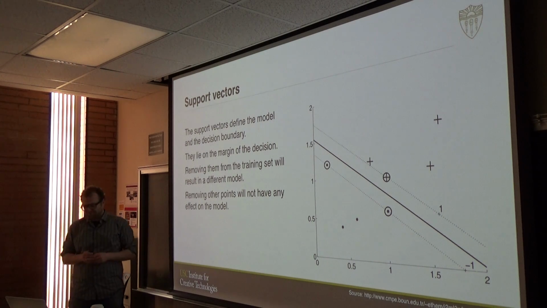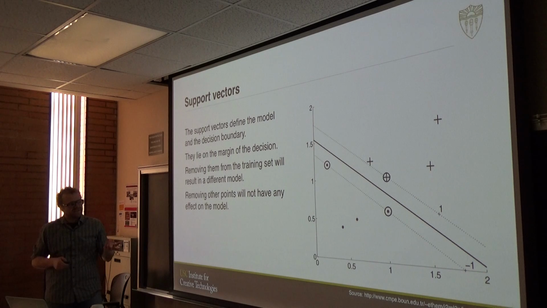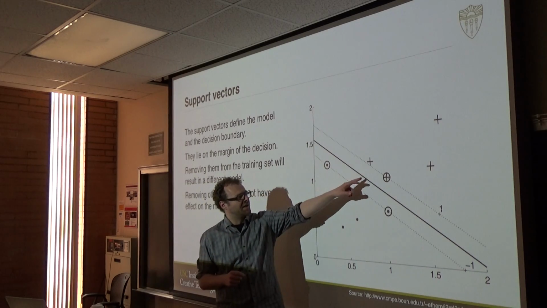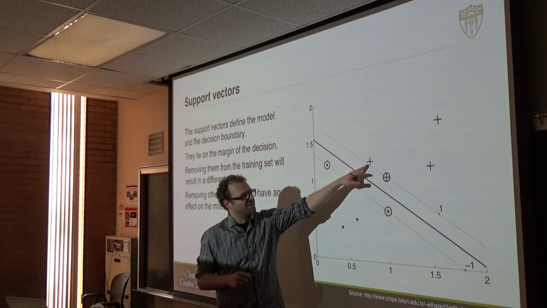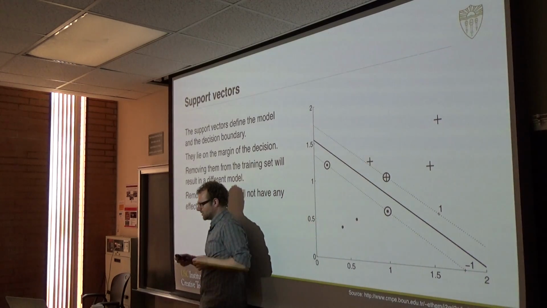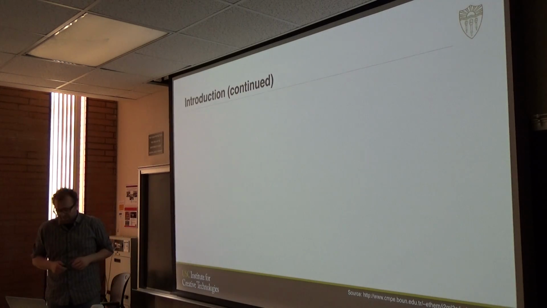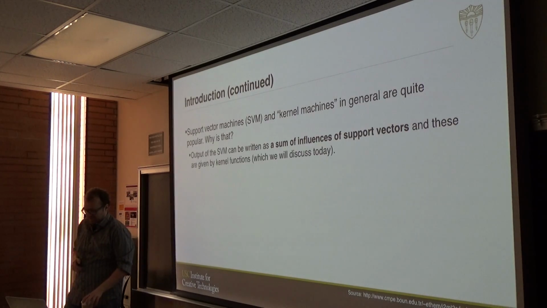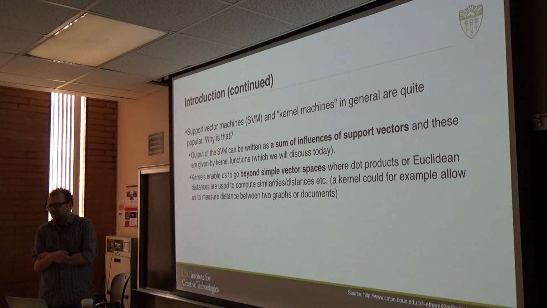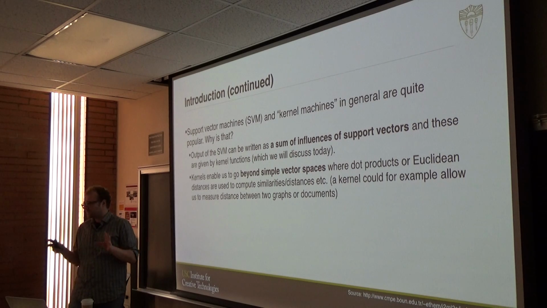Okay, so that's important. And that also basically gives us an idea. If I wanted to find if a data point lands on this side or on this side of the decision boundary, I don't have to look at these points. I only have to look at these 3 points. Okay, so that's all I need to look at. So let's continue that. The output of the support vector machine can be written as a sum of influences of support vectors, and these are given by the kernel function, which we'll discuss later today. So I only have to look at the support vectors. I don't have to look at all the data points.